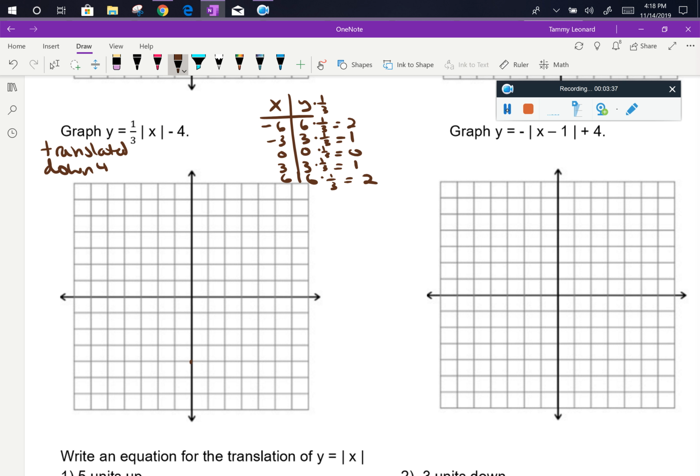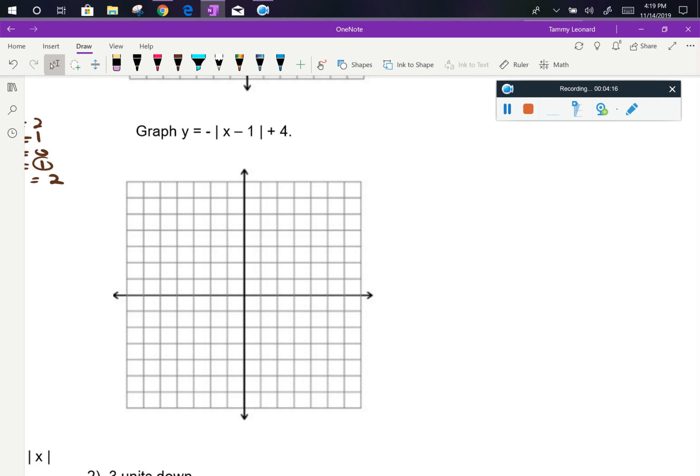So I'm going to start down 4. But instead of going 1 to the right and 1 up, I'm going to go 3 to the right and 1 up. And then back to the vertex and go 6 to the right and 2 up. And then the same thing happens on the other side. I'm going to go 3 to the left and 1 up. And I'm going to go 6 to the left and 2 up. And I can see that my absolute value graph looks like this. I'm going to label 0, -4. I might even make it a point to label one more point there since this slope is not the usual up 1 over 1. One more along these lines.